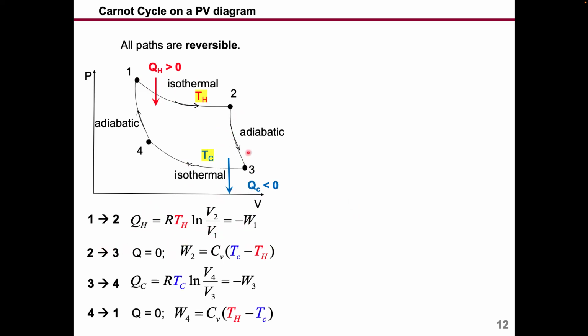And then for 2 to 3, it is adiabatic. So Q is equal to 0. Then W is really just equal to delta U. And delta U, like I mentioned, for an ideal gas only depends on temperature, right? So you can use CV delta T. And then for 3 to 4, it's mimicking 1 to 2, and 4 to 1 is mimicking 2 to 3. If you are interested, we have additional slides at the end of this lecture. You can go to those slides to see how all these equations are derived.